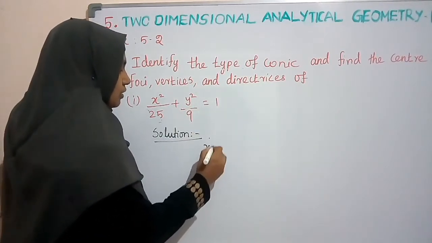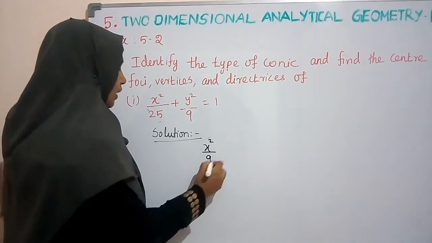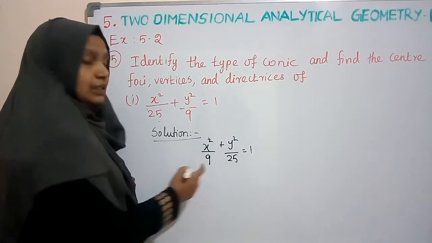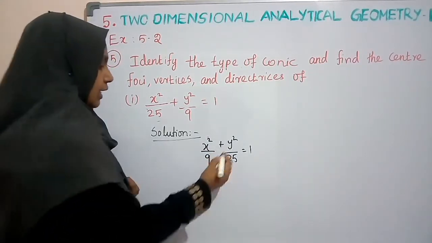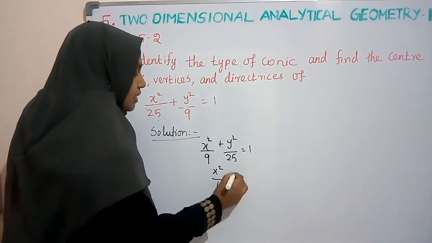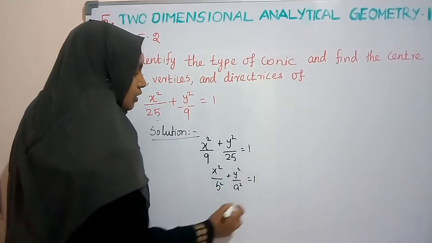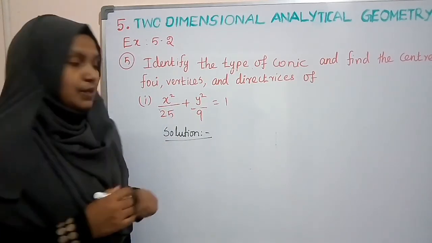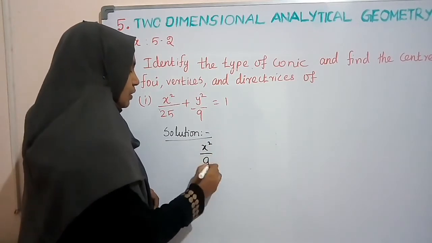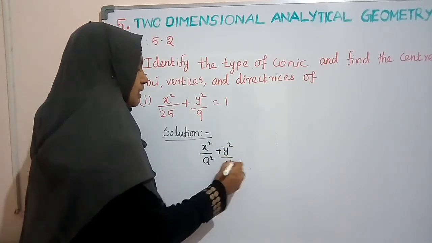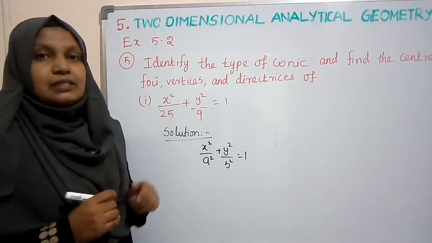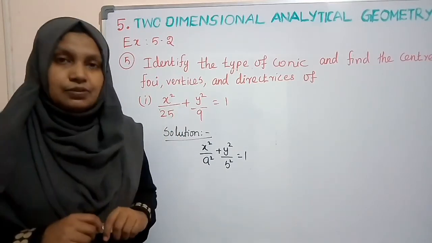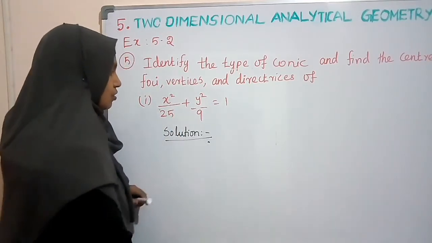Suppose another equation is given, x square by 9 plus y square by 25 is equal to 1, then we have to say that it is of the second type, that is x square by b square plus y square by a square is equal to 1. Now if the greater number is on the denominator of x square, it is in first form, that is x square by a square plus y square by b square is equal to 1. Okay, a square is the greater value. If it is on the x square denominator, it is of the first type. So now we can write the solution.